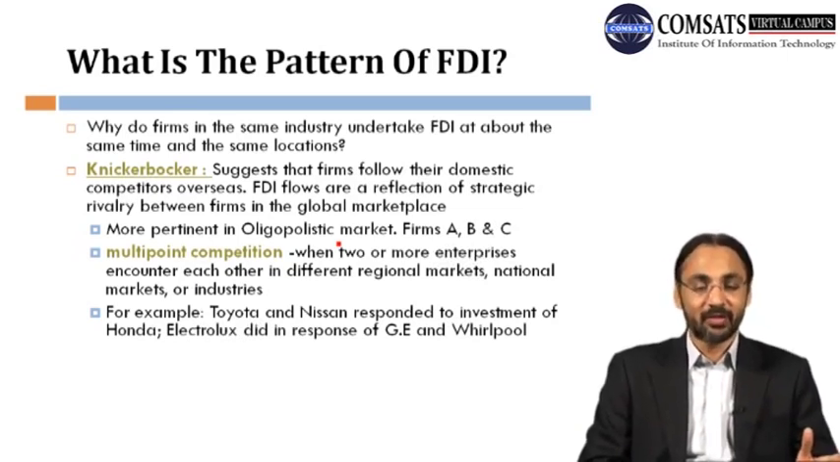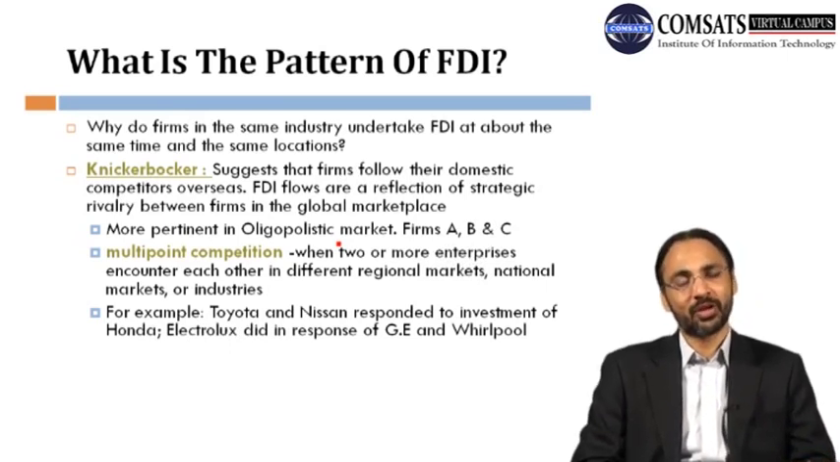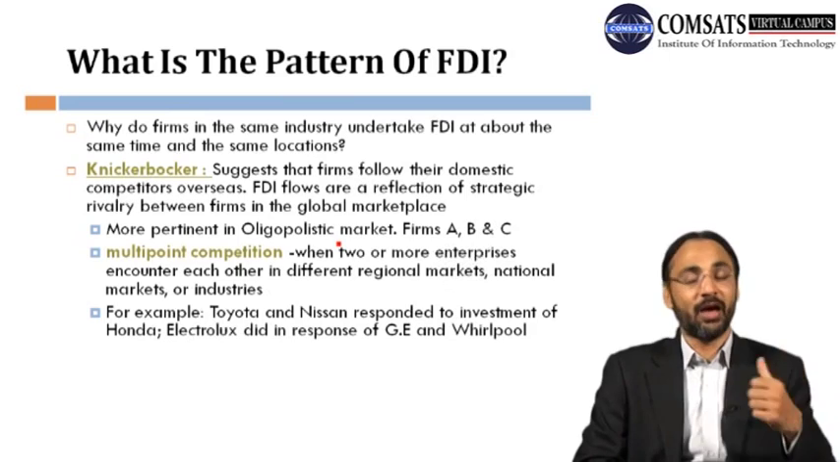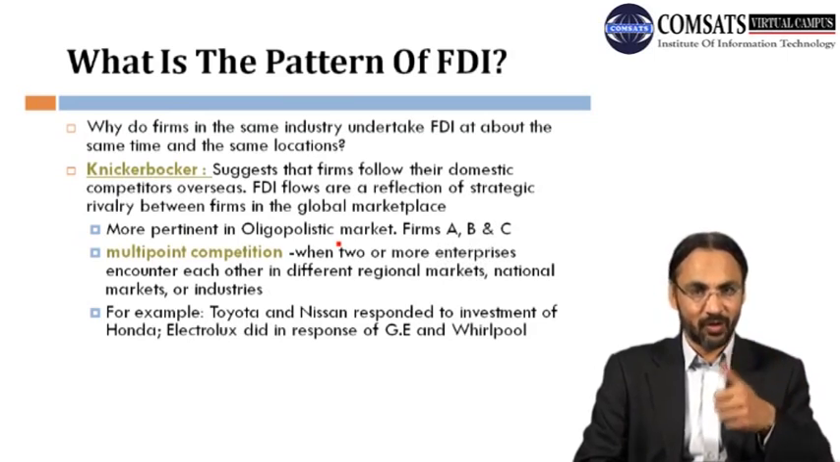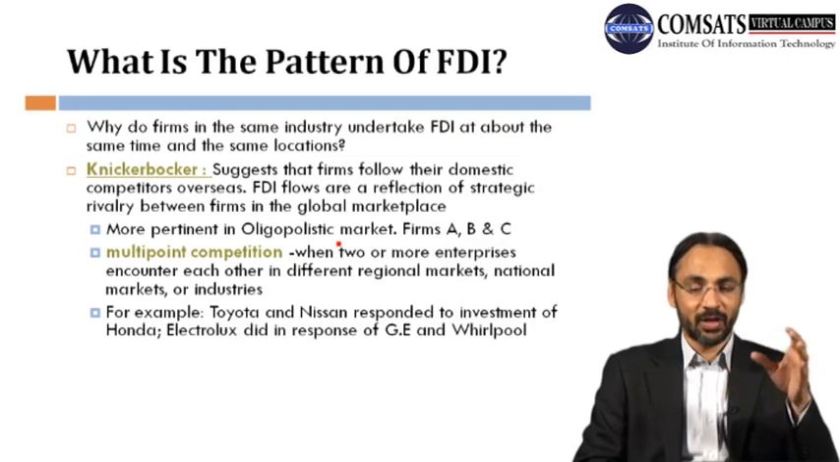The next point is, when two or more enterprises encounter each other in a different regional market, national market, or industries, they try to maintain the same competition. Whatever they are facing in the domestic market, they try to maintain the same competition level in the other market. Continuing the example of the ABC firms of USA, they go from USA to China.